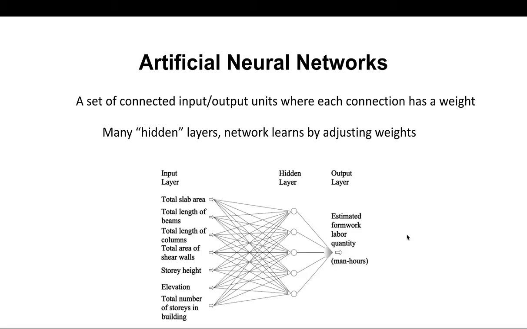And these networks are comprised of many hidden layers. The way that the network learns or is able to compute output is that it learns by adjusting the weights, or these hidden connections. In this example of a neural network in this image, you see how the different features of a building are really important for its output, which is the estimated formwork labor quantity, or amount of men it's going to take to build the building. The crucial thing to understand about neural networks is that it's all about adjusting those weights.